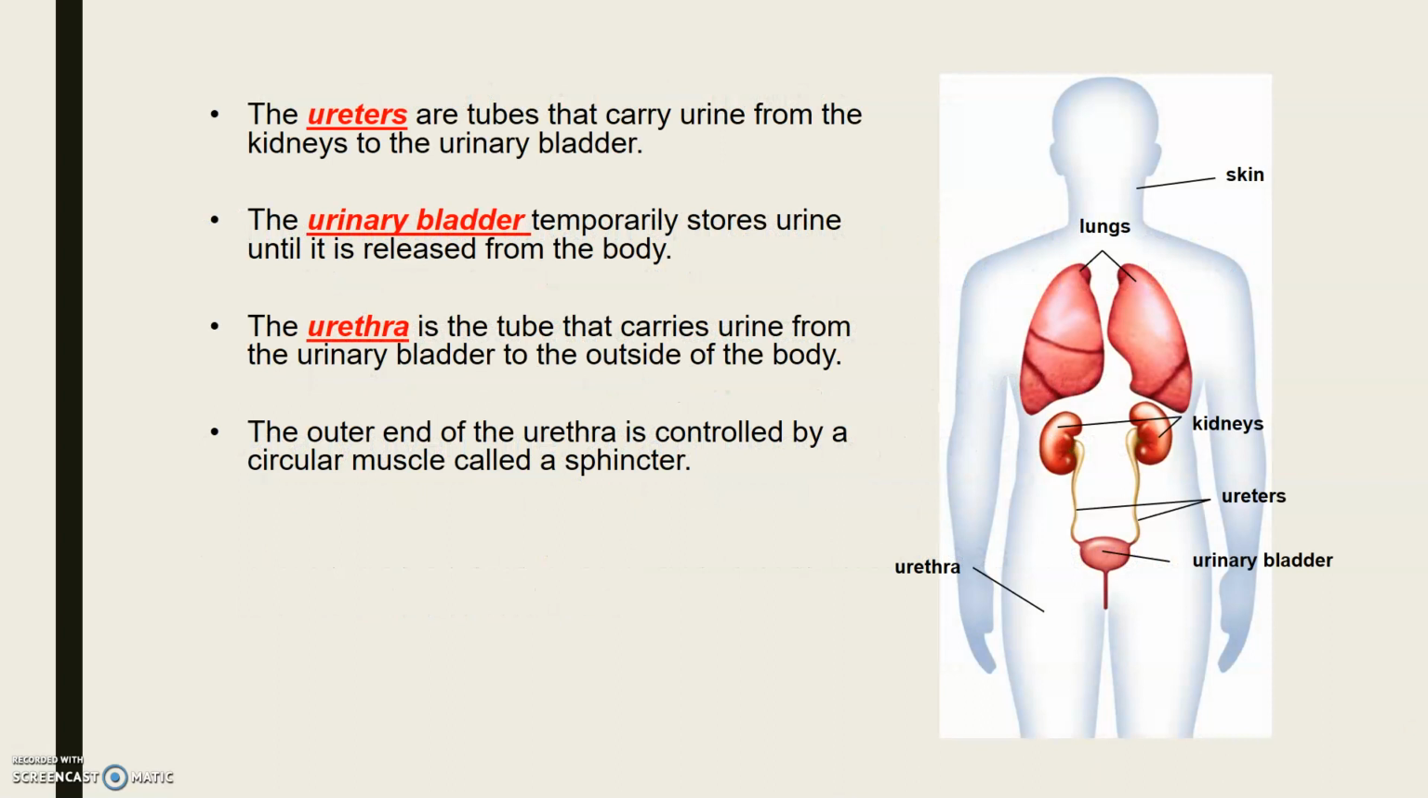So as we talked about a few slides ago, the ureters are the tubes that carry urine from the kidneys to the urinary bladder. And you can follow down here in our little figure. So our kidneys, 2 ureters attached, flowing down to the urinary bladder. The urinary bladder temporarily stores urine until it is released from the body. The urethra is the tube that carries urine from the urinary bladder to the outside of the body. And finally, the outer end of the urethra is controlled by a circular muscle that's known as a sphincter.